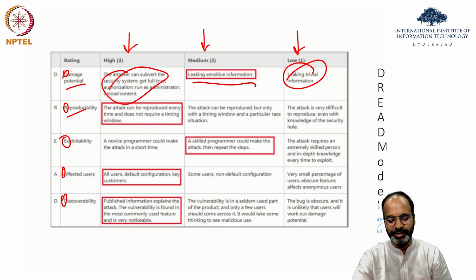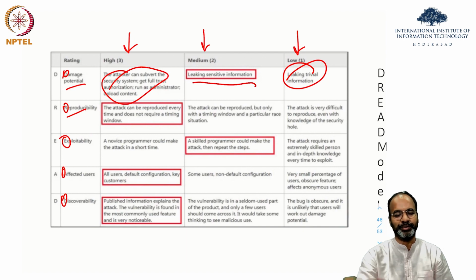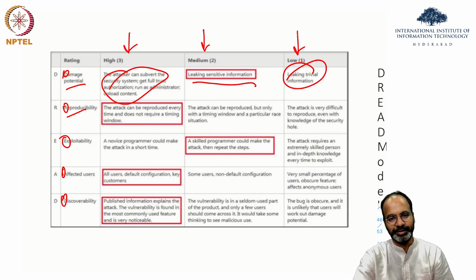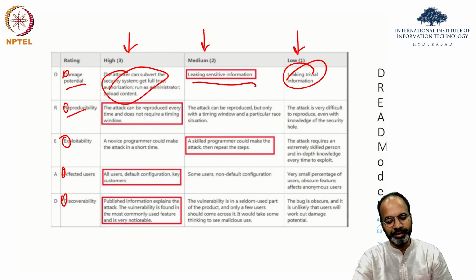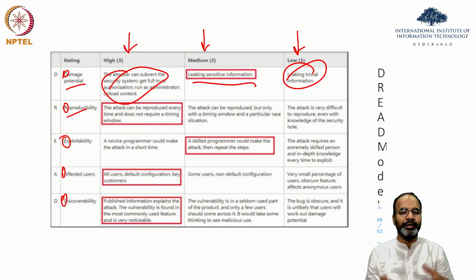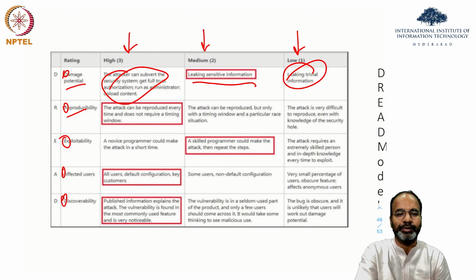The bug is obscure and it is unlikely that users will work out the damage potential, right? Stuxnet's kind of thing would be at that level. Discoverability is extremely low. On the medium side, the vulnerability is in a seldom used part of the product. It is something potentially, possibly you could actually find out if you spend some time.